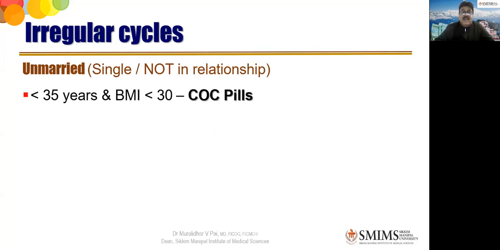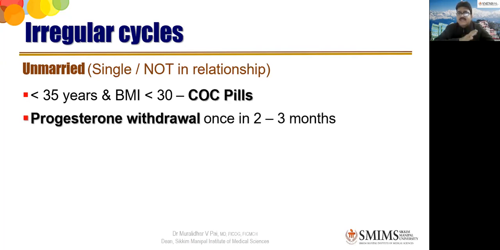So that's a clarification. If she's less than 35 years and her BMI is less than 30, go ahead and give COC pills if she insists that she must have 12 cycles in a year. Take one tablet every day, 21 days on, 7 days off. But if she's convinced that she doesn't need 12 cycles, and having one in 3 months is good enough, then you give her just progesterone withdrawal once in 2 or 3 months. That's all that's required. In the last few years, I have spent 20, 30, 40 minutes with the girls as well as their mothers and convinced them they need not have it. So I am not giving them OC pills at all, because they are really worried and have other concerns. I'm just giving them withdrawal once in 3 months. That's good enough.